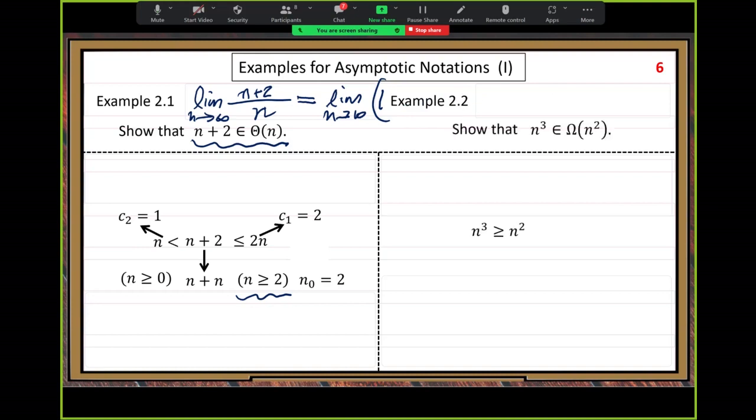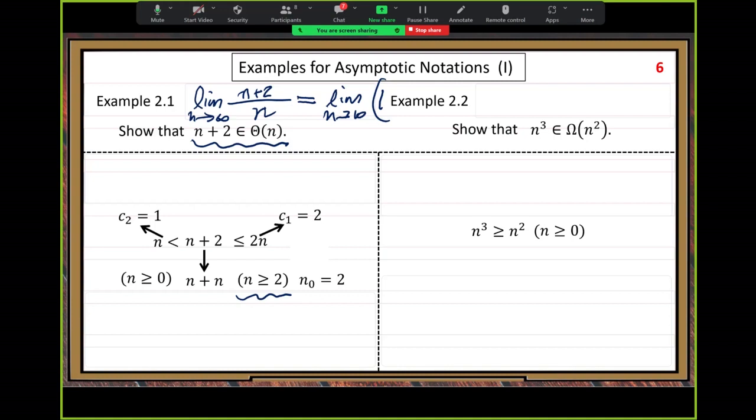Yeah, so this time we only look at the lower bound, big omega. Lower bound means we need to choose n cubed greater or equal to a constant multiple of a suitable g function, n squared. This time we choose c equals 1. We can see this inequality holds when n is greater or equal to 0.